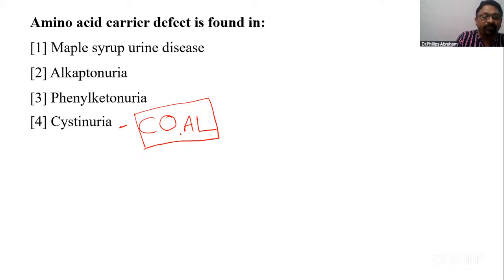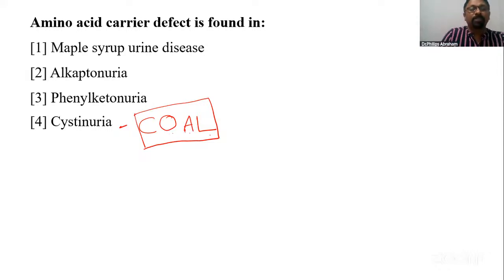And if there's a defect in that, what happens? This will be present in the urine. So cystinuria occurs when there is a defect in the carrier transporter that transports 4 types of compounds: cystine, ornithine, a derived amino acid, arginine, and lysine. Others we will come across now.